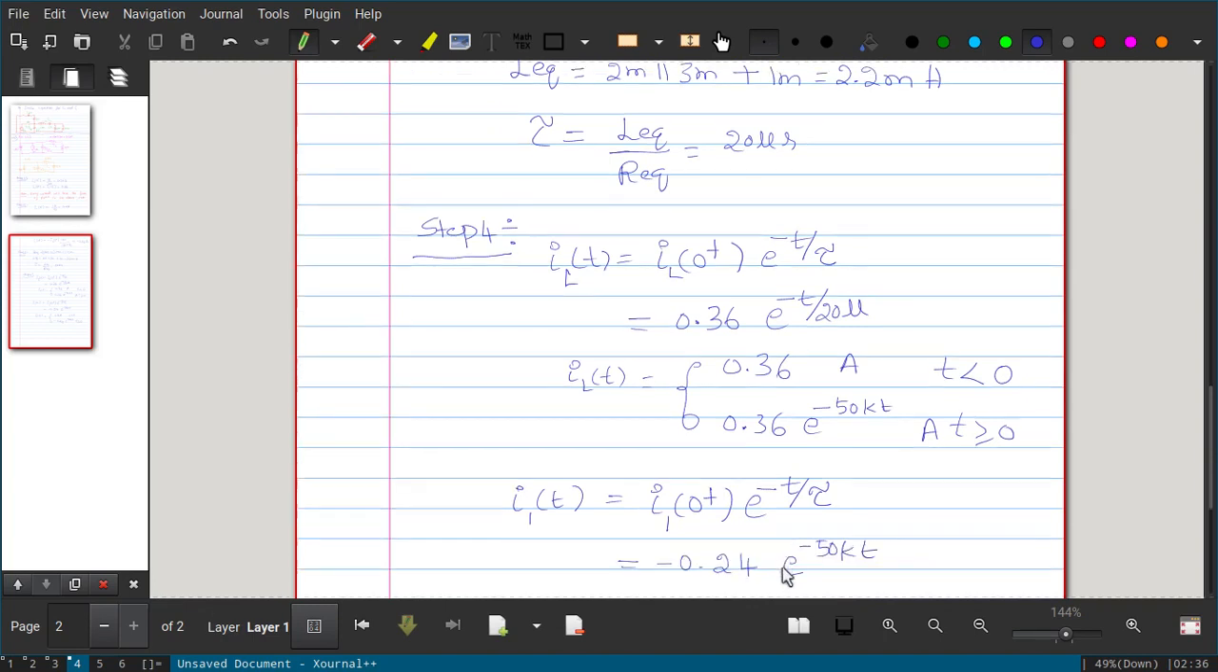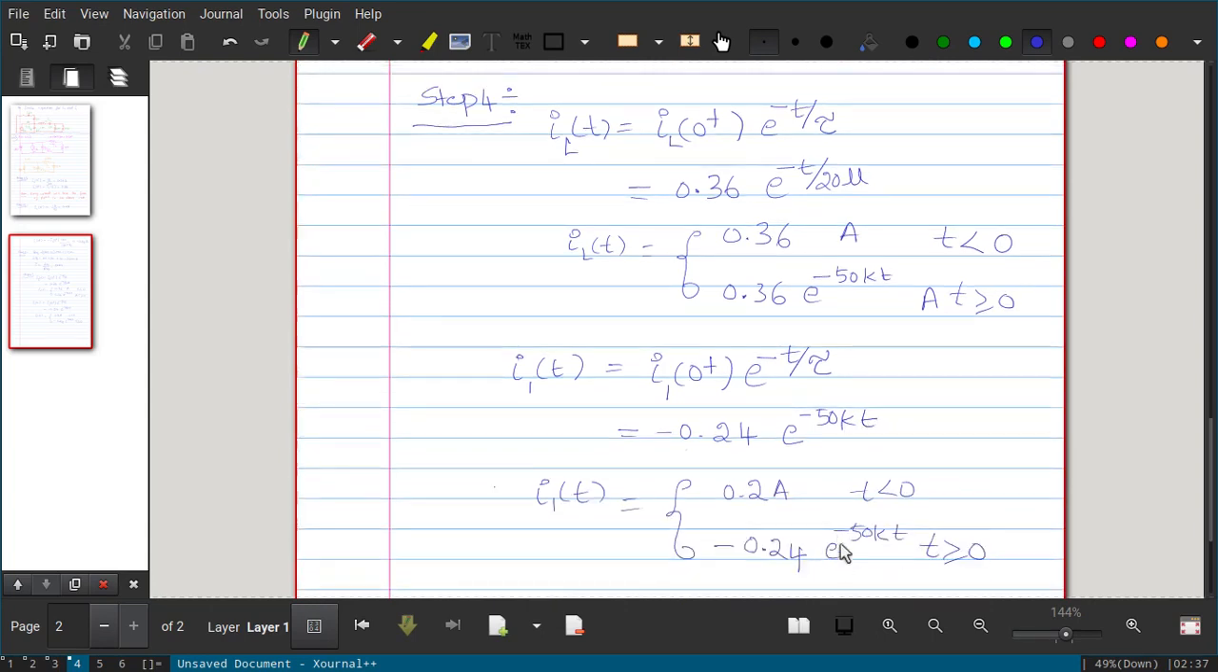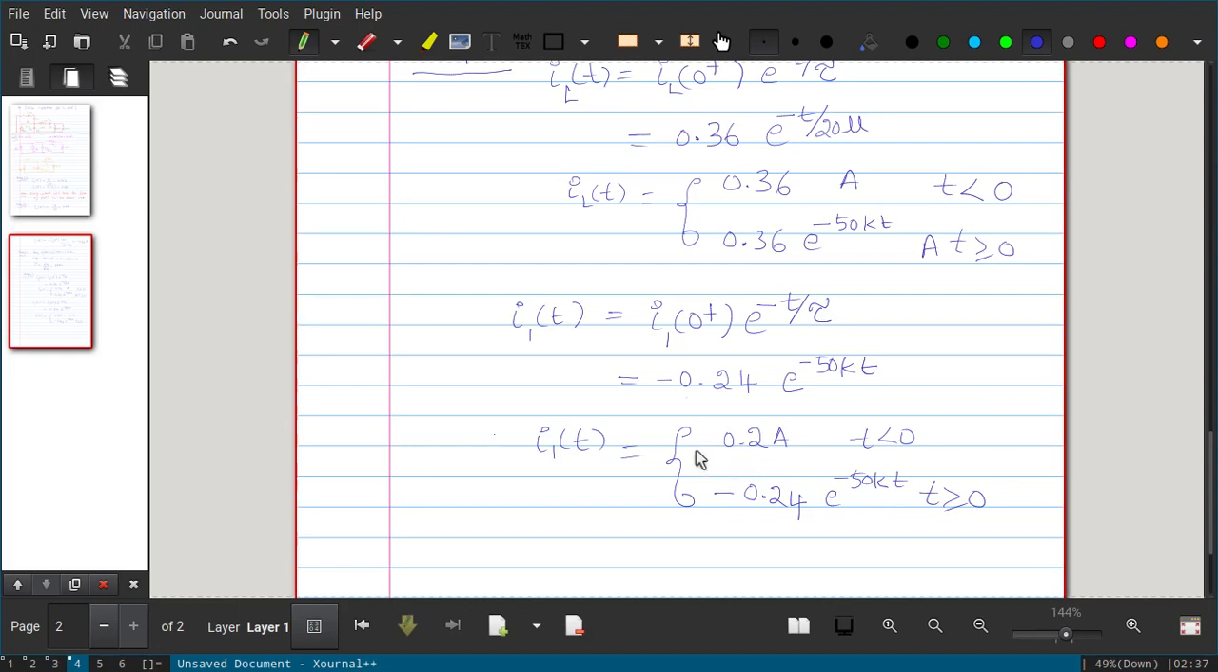Now this one is very important, I1 of t. Not only the inductor current, all currents will have the form of A e^(S1 t), but A will be different. A will not be IL of 0 plus here, it will be I1 of 0 plus, which we already calculated. It is minus 0.24, into e power, but this constant R by L will not change. So this minus 50k t will be the same. But observe I1 of t: for t less than 0 it was 0.2 ampere and the direction was positive, and for t greater than or equal to 0 the direction is negative and the value is different. So current through the resistor can change instantaneously, but current through the inductor cannot change instantaneously. That's why you are getting a different solution here. Okay, that's all.